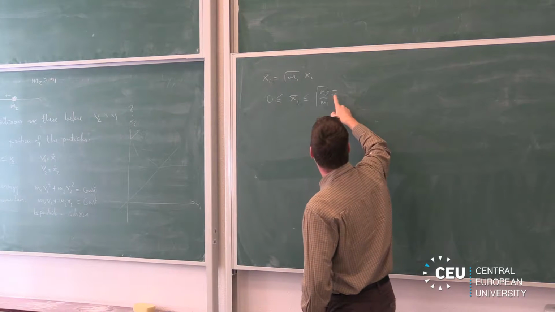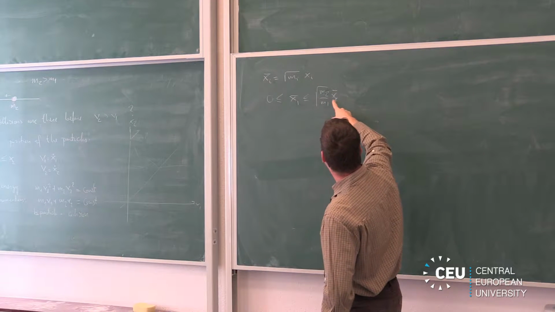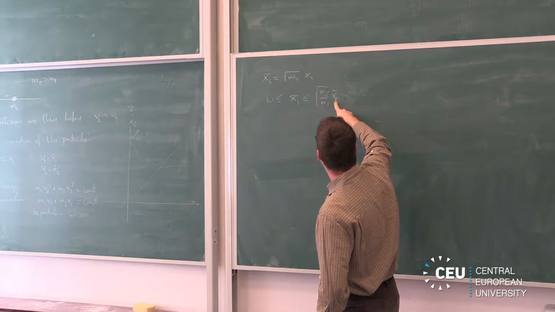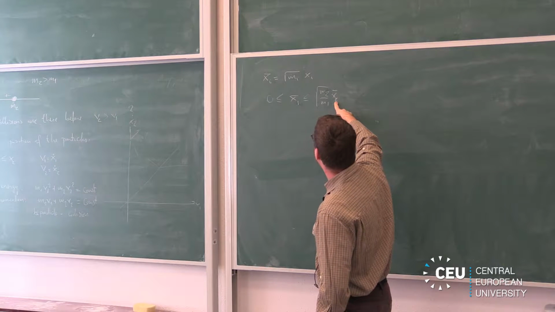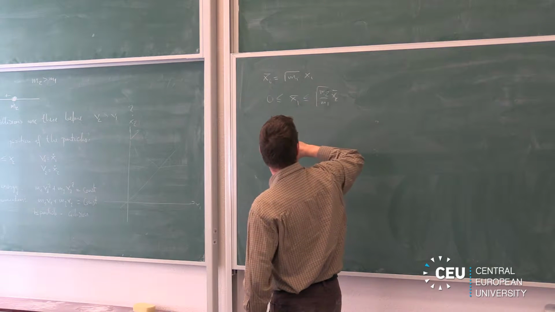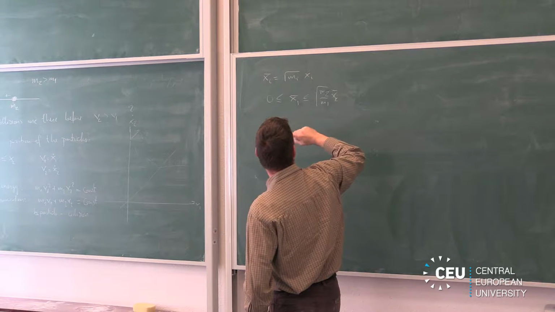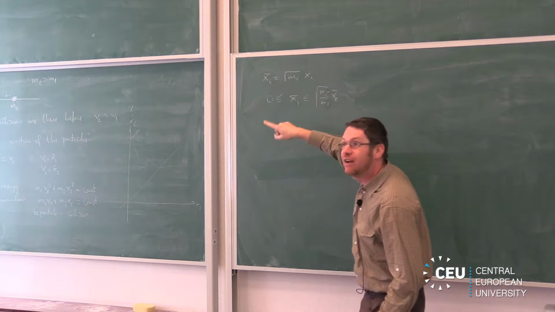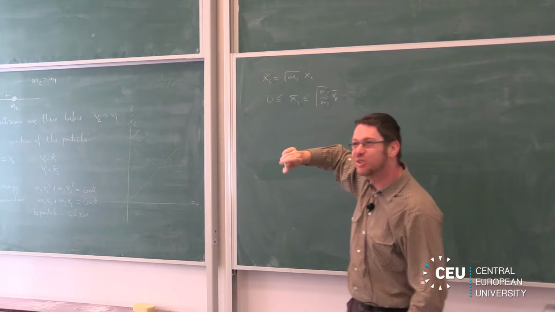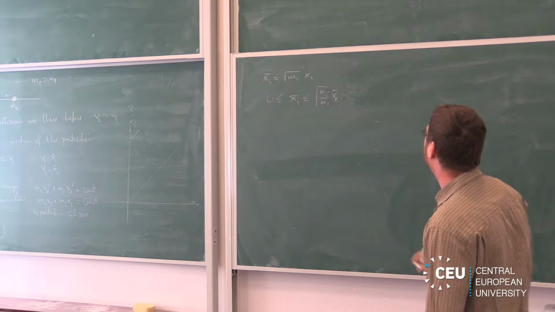because if I denote by x2 bar the position of the second particle, I got to divide by this quantity to arrive at the position of the other particle. Okay? So you have a relation like that.